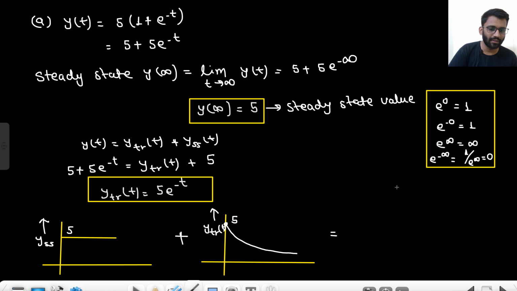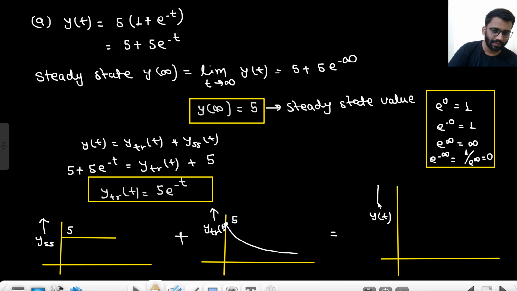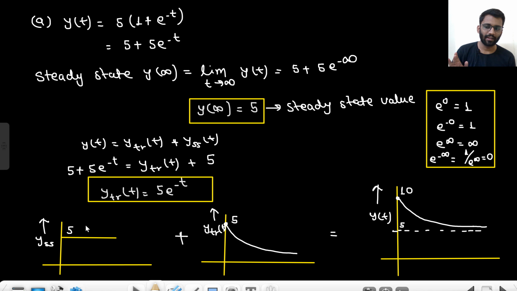So if you add them up, you will get your y(t). At t equals 0, you will have 5 plus 5, 10. And at t equals infinity, you will have just 5. So from 10 it starts and goes down to 5. At steady state, we have a constant value that is 5 volt. And from here also you can see at steady state you will have 5 volt only.